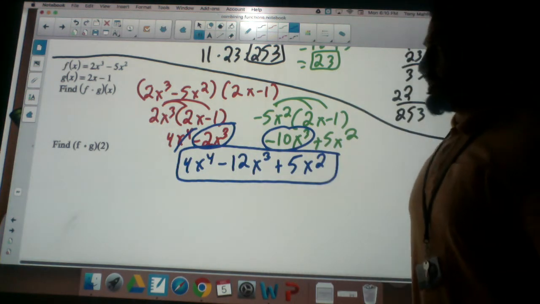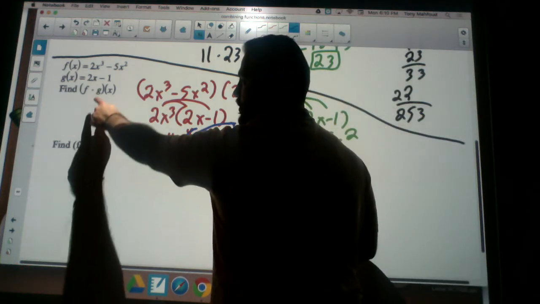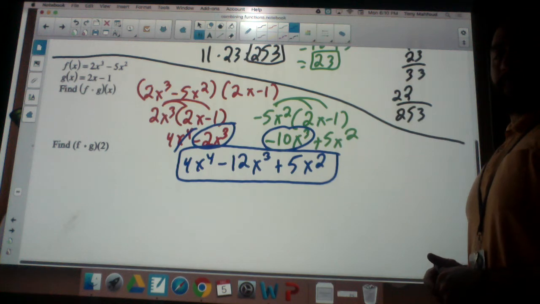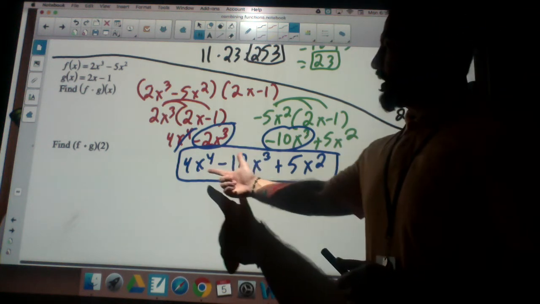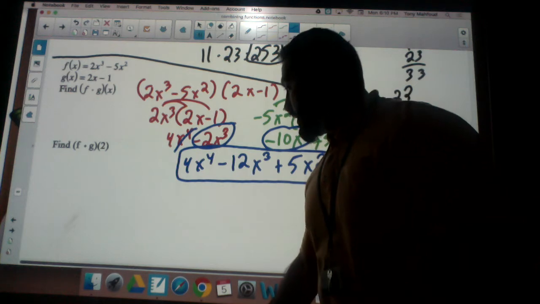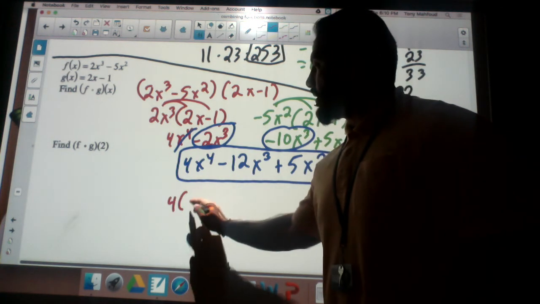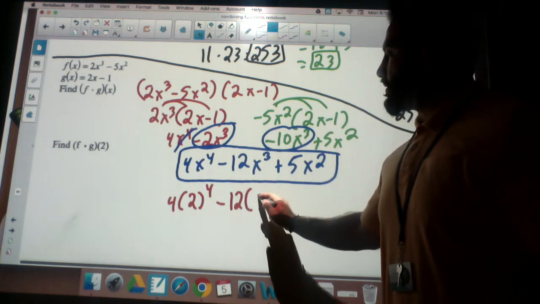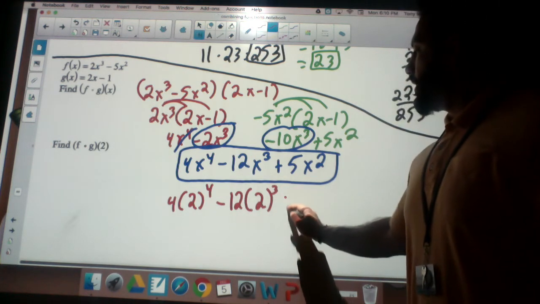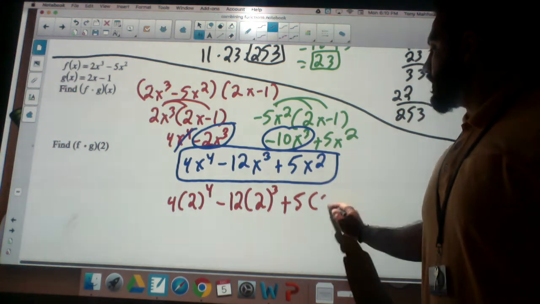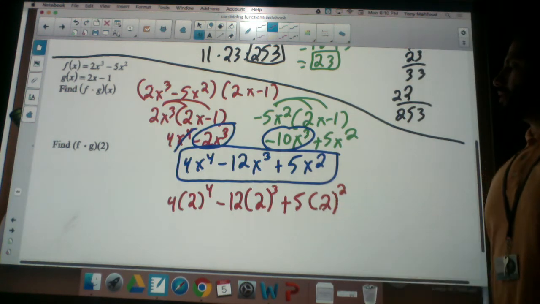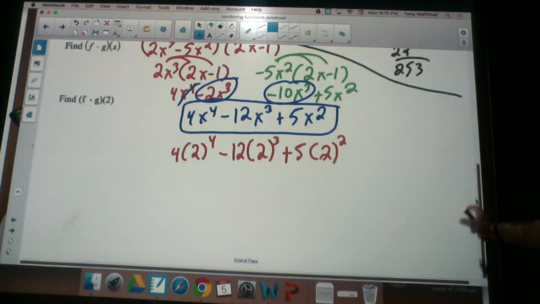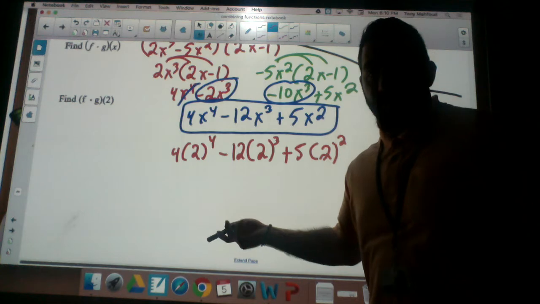Now the second part of this question is telling me to take f times g, which is what we just found here, and evaluate it for 2. That means I'm going to take 2 and apply it inside of my x's. So that's going to give me 4 times 2 to the 4th power, minus 12 times 2 to the 3rd power, plus 5 times 2 to the 2nd power. So use PEMDAS to evaluate your exponents first.